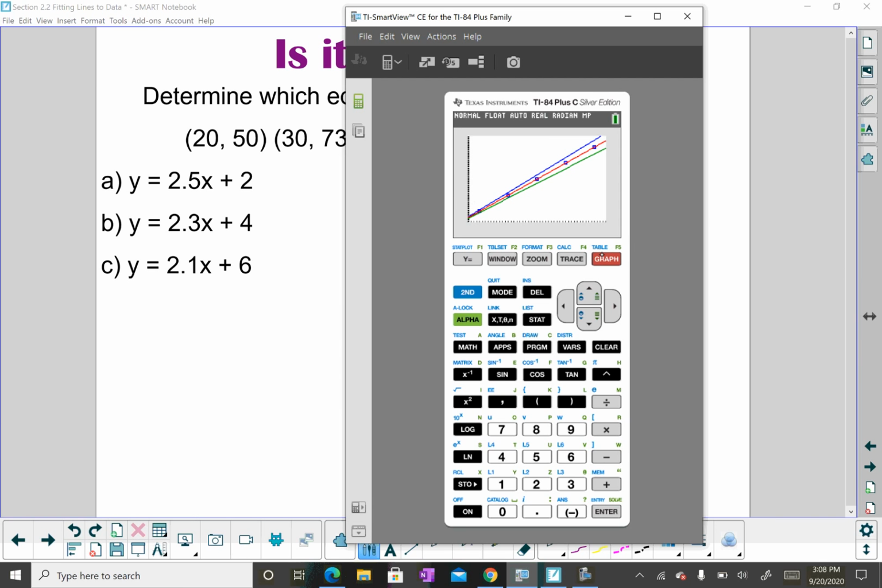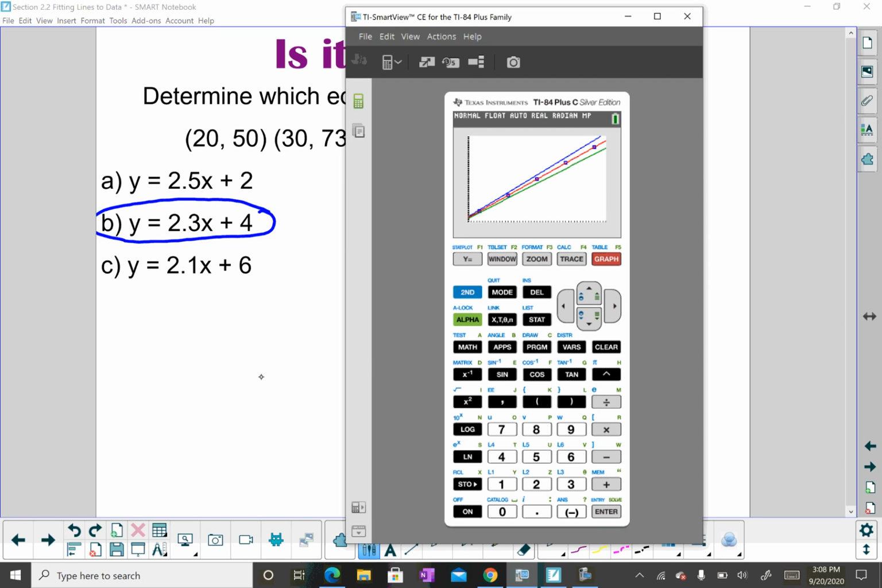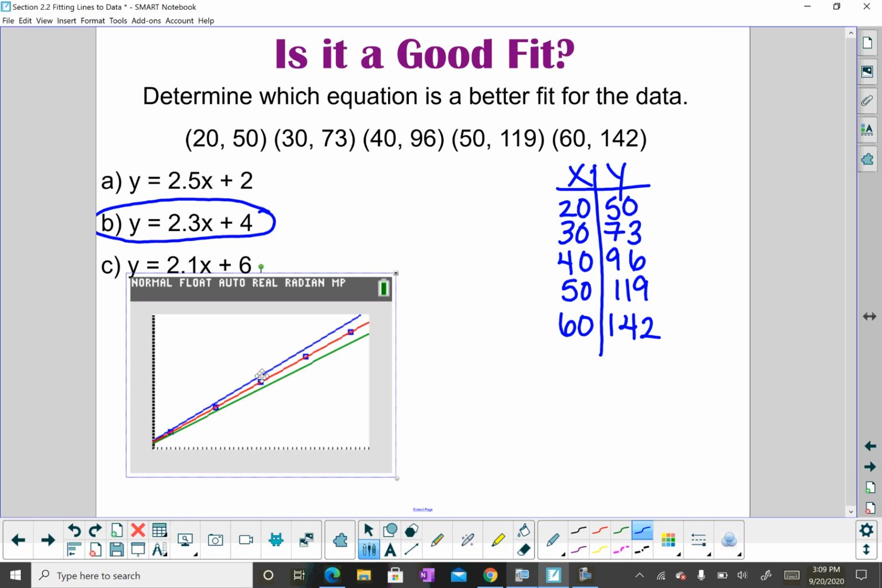Blue, red, green. And I think it's pretty obvious here. Red is obviously the best one. It's going to go through all of our data points, which was this one right here, 2.3x plus 4. And again, if you wanted to explain or represent that, you could easily make a rough sketch of this on a test or a quiz, or in MyMathLab, you could find the one that best represents this picture.